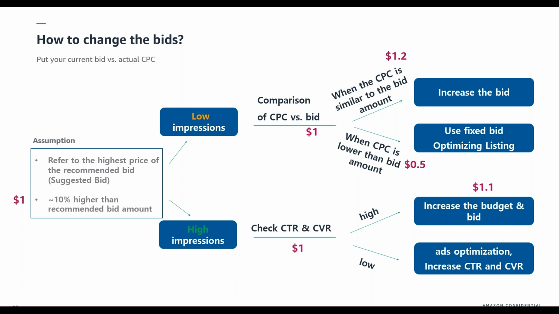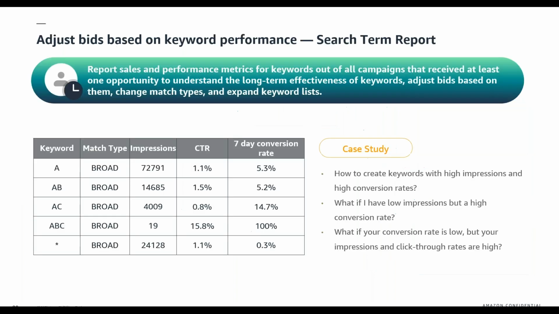And of course, optimize your listing. It could also mean that maybe your hero image is not strong enough. So take two actions: improve your keyword and product targeting, and ensure that you are using a high quality hero image. So this is how to change the bids for our sellers.